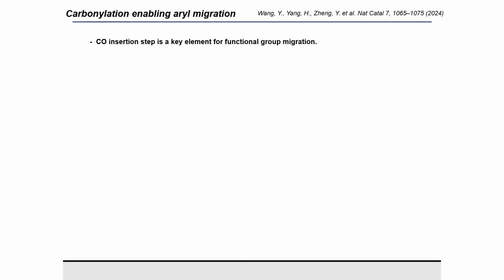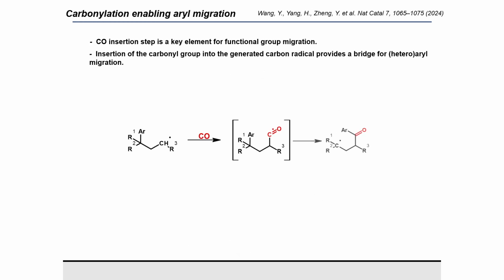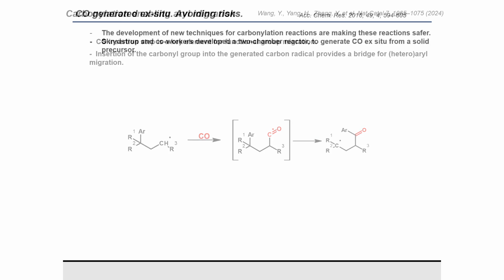Another recent development is the carbonylation enabling aryl migration. It's a visible light induced carbonylation as well, which then triggers a radical rearrangement. So basically the CO insertion step is the key element for functional group migration, and that can lead to a series of 1,4-dicarbonyl compounds that were synthesized in this paper by Wang and co-workers. Further conversion indicates the big synthetic potential to reach many targets.